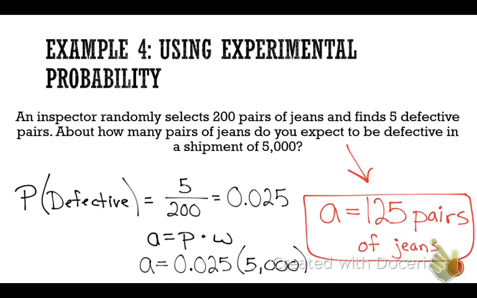How do we do on that, guys? All right, that was using experimental probability to predict a future amount. We're going to stop there for today. We'll do the last example tomorrow.